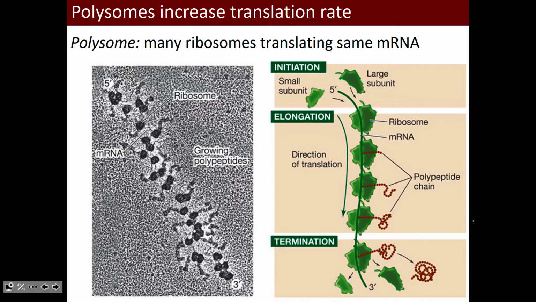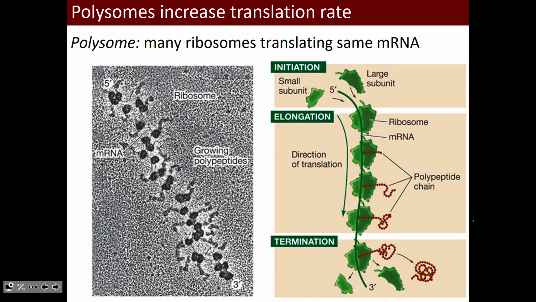This process needs to happen really fast in eukaryotes. We need to make as many products as possible. We don't want to just make one protein. We want to make hundreds to thousands of proteins, right? We need lots and lots of these enzymes or lots of these proteins to do work in the body. And so we actually usually see what is called a polysome. And a polysome is a series of many ribosomes translating the same message simultaneously.